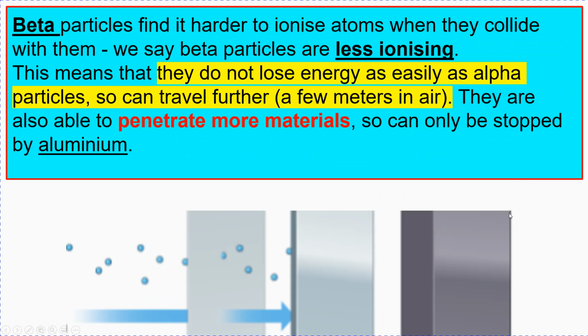Now, beta particles can't ionize atoms as easily. So they're less ionizing, which means they can travel a little bit further. This time beta particles can go through a few centimetres of air, and they can travel through something like paper. They can actually travel straight through paper, but they will be stopped by a thin sheet of aluminium, like a drinks can. A thin sheet of aluminium, they won't be able to get into there.